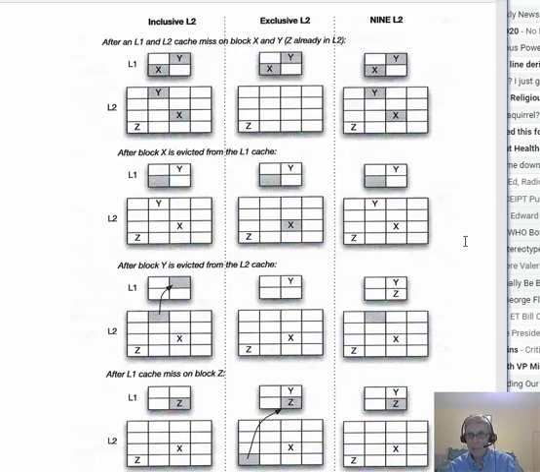With a NINE L2 cache, we don't need to take any special action here. So X and Y are duplicated in both the L1 and the L2 as we start out. Then block X is evicted from the L1 cache and it can stay in the L2. Then block Y is evicted from the L2 cache. It can stay in the L1. But what the diagram shows is that Z somehow magically comes up to reside in the L1, and that's just a typo. That's incorrect. Z should not be in the L1 cache right here. And then, however, after there's an L1 miss on block Z, then Z would come up from the L2 to be copied to the L1.